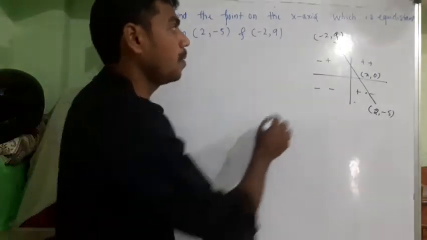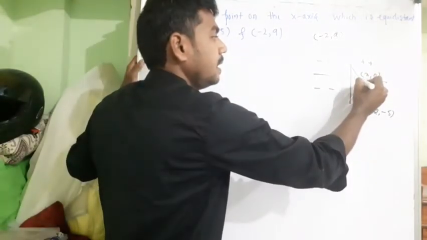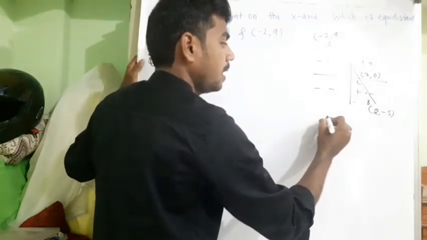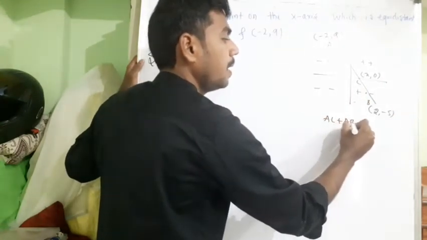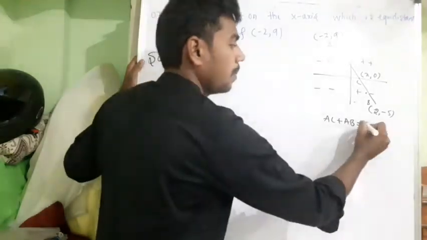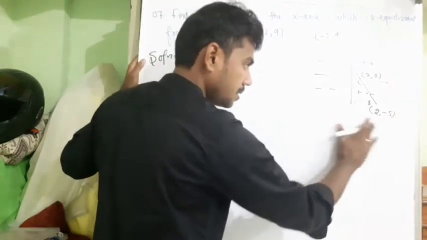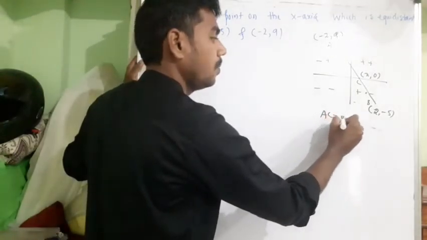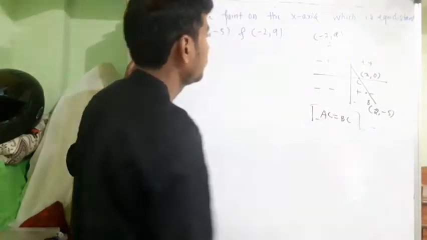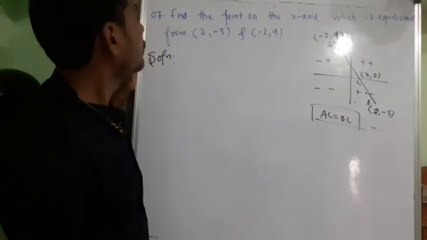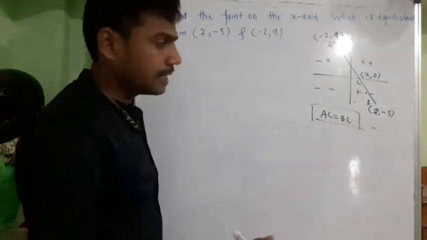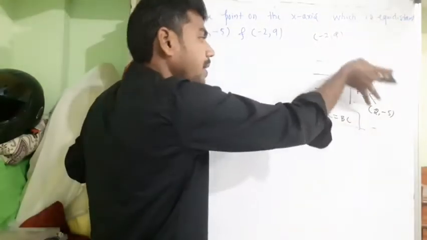What does it mean? Suppose I call the point C, this as A, and this as B. Then AC will be equal to BC. Understood? So we need to find it. Equidistance means AC will be equal to BC.